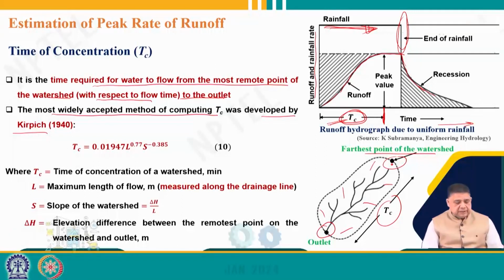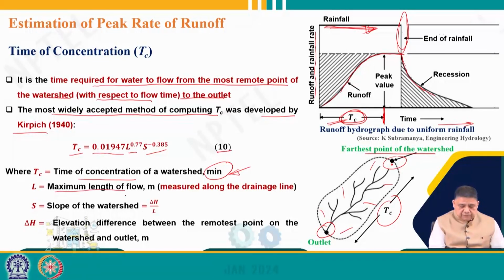As per this method, the time of concentration is given by equation number 10, which is Tc equals 0.01947 L to the power 0.77 S to the power minus 0.385, where Tc is the time of concentration in minutes. Because it is an empirical relationship, the units are already fixed. L is the maximum length of flow in meters, and S is the slope of the watershed. Of course, this length is measured along the drainage line.